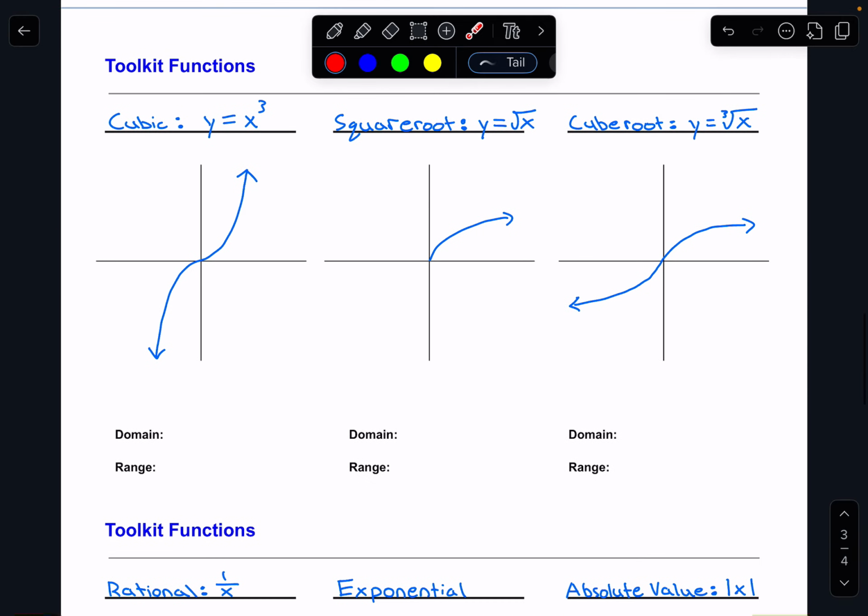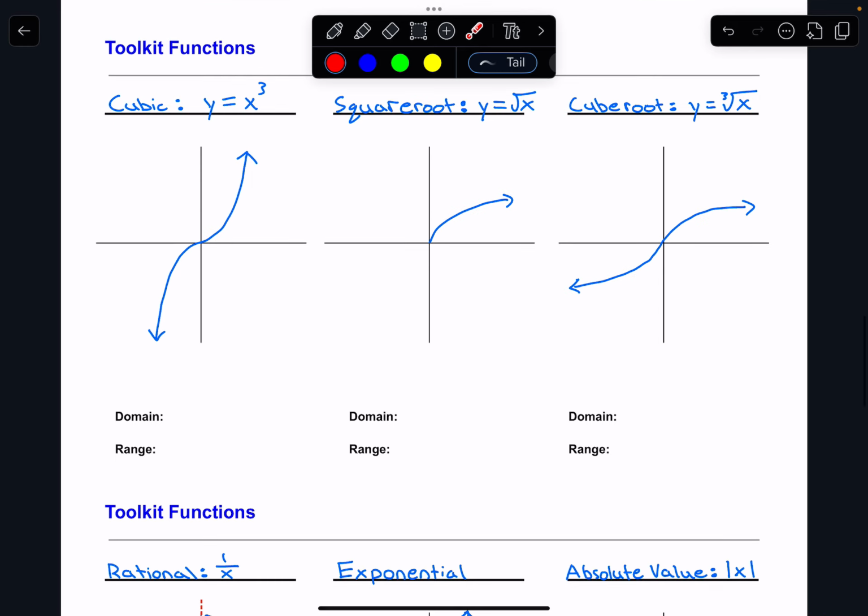All right, the next one is a cubic function. A cubic is called a cubic because it's x cubed as its formula. And I have never had a great way to describe this shape.